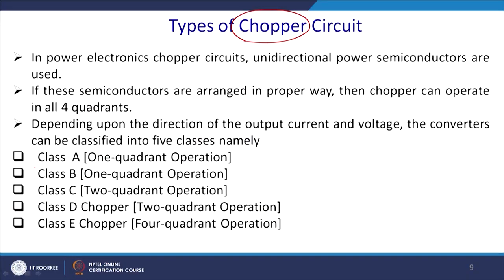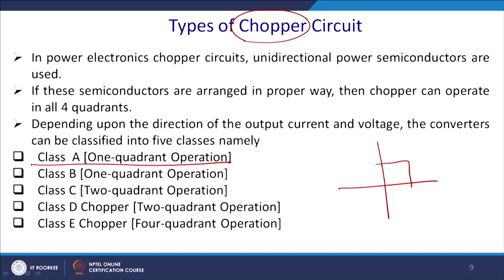The first kind of mode is the class A chopper, which is essentially a first quadrant chopper. First quadrant means it will be restricted in the IV characteristics to the first quadrant, so it is only the positive operation. It means it will take voltage and current from the source and it will be the sink. So only motoring operation is possible, and it is mostly fitted to the DC motor.